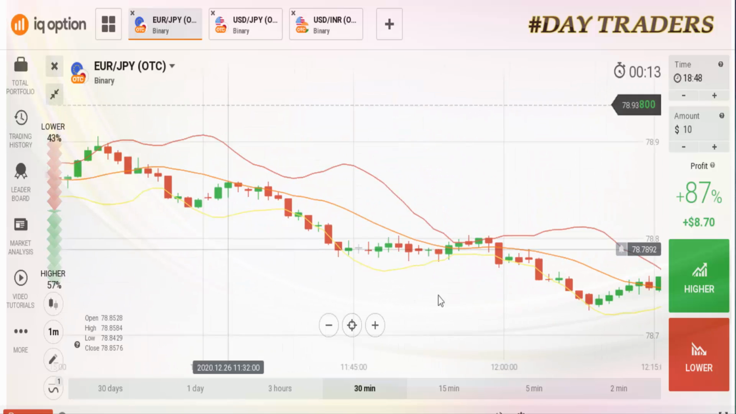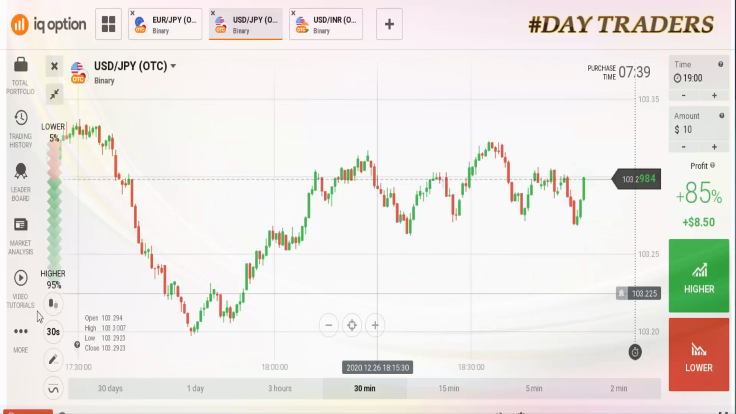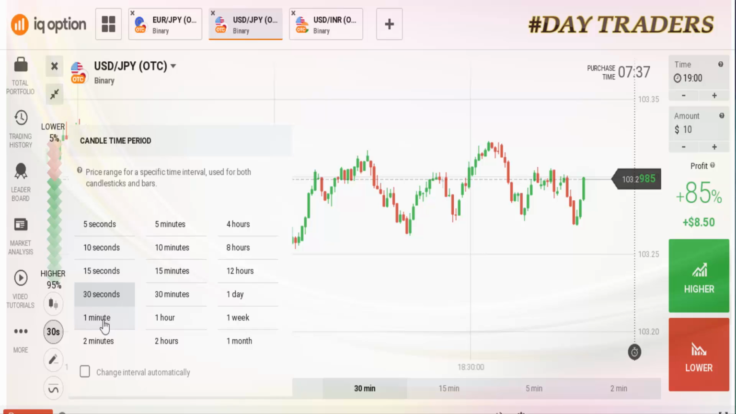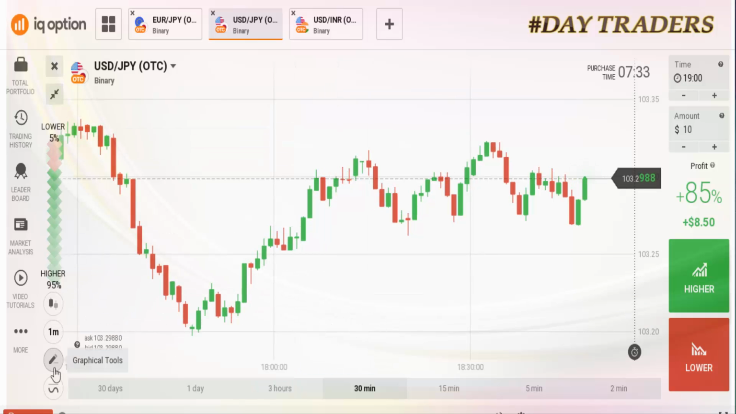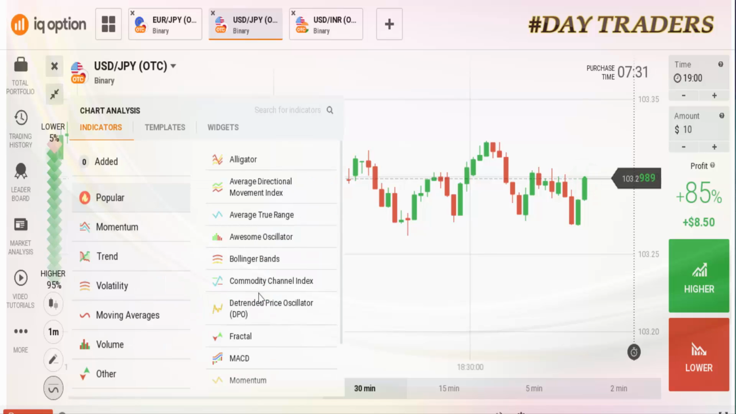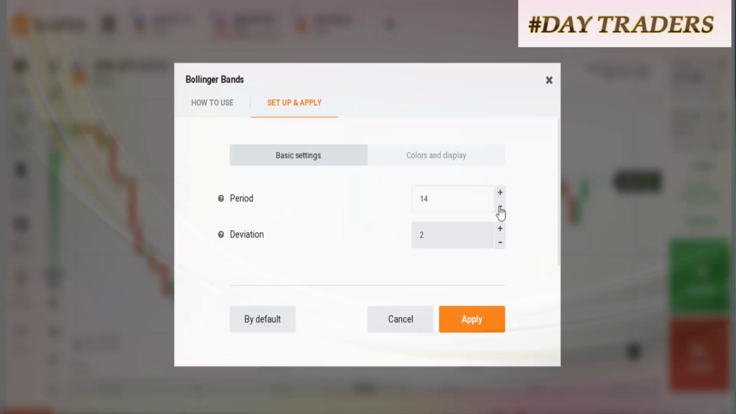Okay, let's check the other pair. Let's see. Okay, Bollinger Band and 13, apply.